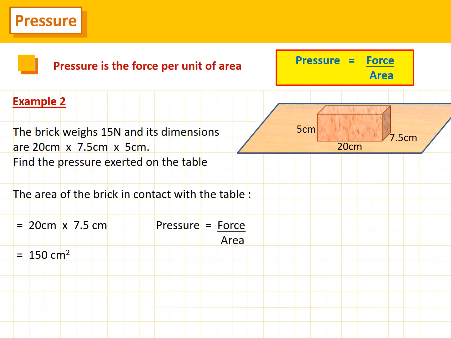Pressure is force divided by area. Now the force is the weight of the brick, and we look at the question, we're told the weight of the brick is 15 newtons, so that will be our force. Our pressure therefore is 15 newtons divided by 150 squared centimeters, and that's 0.1 newtons per squared centimeter. Note the units. Our force was in newtons, our area is squared centimeters. So our unit for pressure is newtons per squared centimeter.